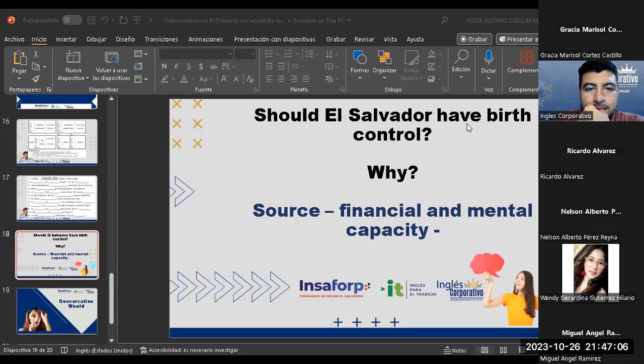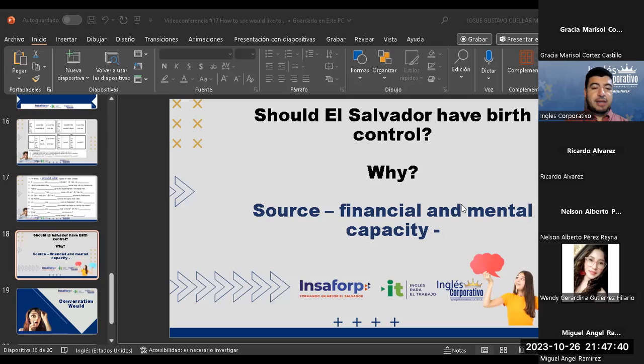Yes, because the financial and mental capacity is not prepared. Mm-hmm. And even when you mentioned financial and mental capacity, it can refer to adults, but also especially to teenagers. When they have kids and they are studying in high school or basic school, cuando están estudiando en básico o en bachillerato, it is very complicated here in El Salvador because we have this reality. It happens, unfortunately.